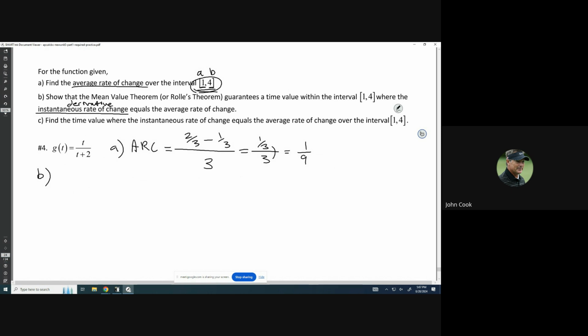And the mean value theorem will guarantee that this is true, that over that interval, there's a place where the derivative is equal to the average rate of change if you meet two conditions. So the first condition is that you need to make sure that the function that you're working with, in this case g of t, is continuous over the interval. And we just write 1 and 4. So the function is continuous over the interval.